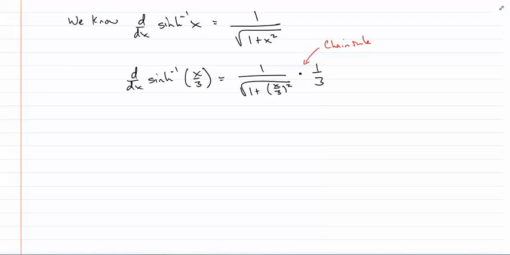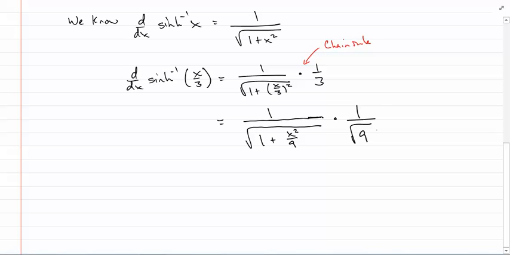Okay, now I'm going to simplify this a little bit. Let's see, what do we have here? We've got the square root of 1 plus x squared over 9. That's really what's under the square root. And then I've also got this times 1/3. What I'm going to do is write the 3 as the square root of 9. Now why would you do that? Well, because I want to combine these two, and it's easier to multiply a square root times another square root.